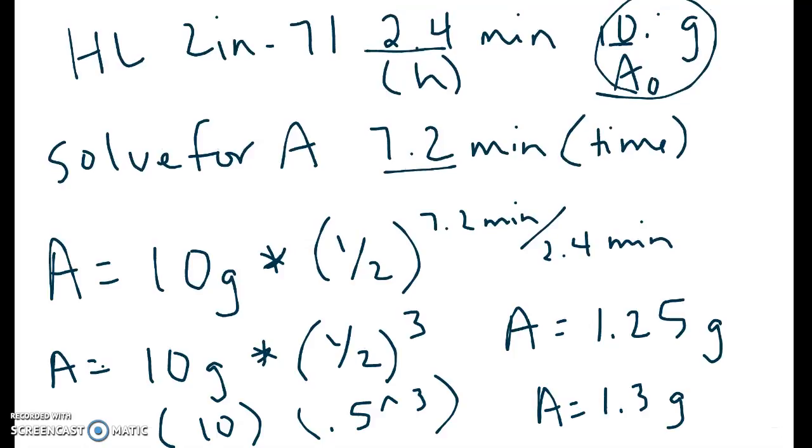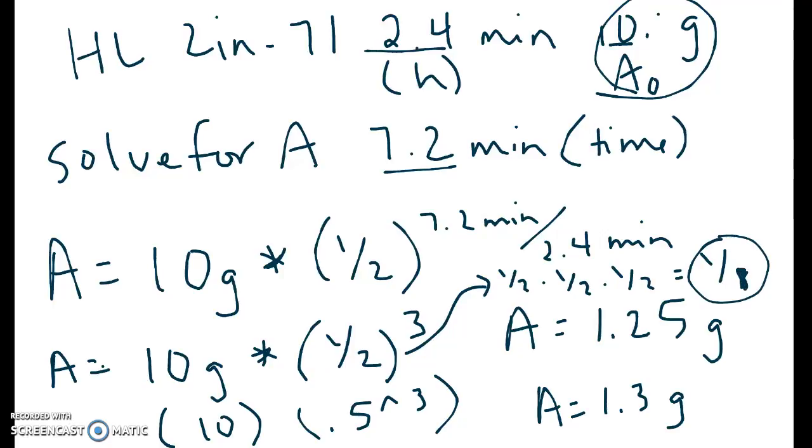1/2 to the third power is the same thing as taking 1/2 times 1/2 times 1/2. And when you do this right here, 1/2 times 1/2 times 1/2, that equals 1/8. And that's where the 1/8 comes from.